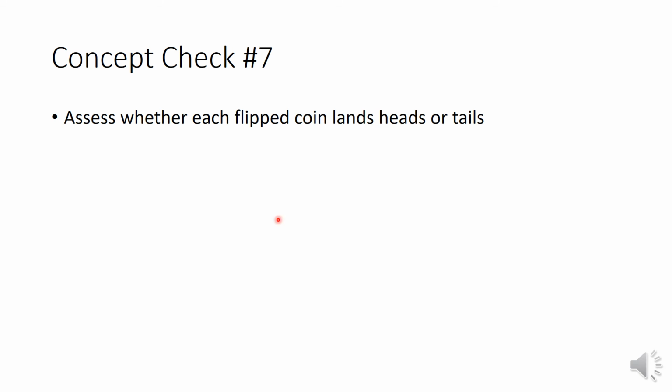All right, so let's say that we are assessing whether each flipped coin lands heads or tails. If it lands heads, then we record heads. If it lands tails, then we record tails. So this is a variable. We can call it coin flip outcome. What kind of variable is coin flip outcome? Is it a quantitative variable or is it a categorical variable? So go ahead and answer that and come back and we will continue.